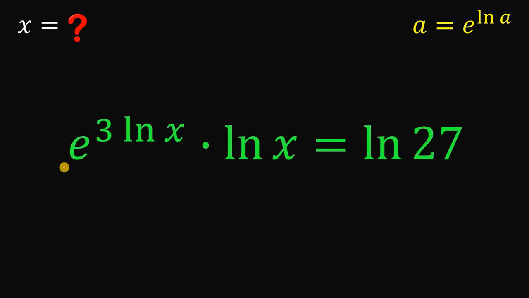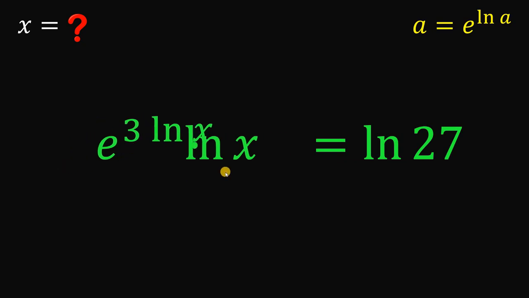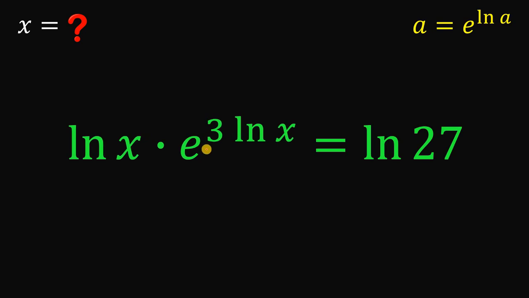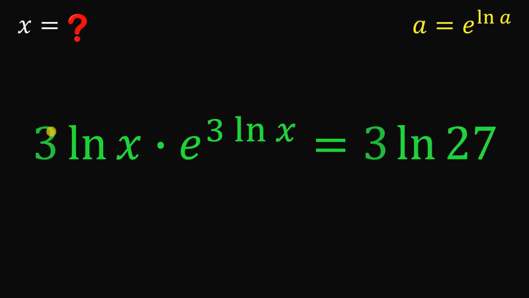Now, let's switch the position of e raised to 3 times ln of x and ln of x. And then, notice that we have 3 on the exponent of e, so why not multiply both sides by 3? The reason is, look at this. We have 3 times ln of x, and we also have in the exponent of e, 3 multiplied by the ln of x.